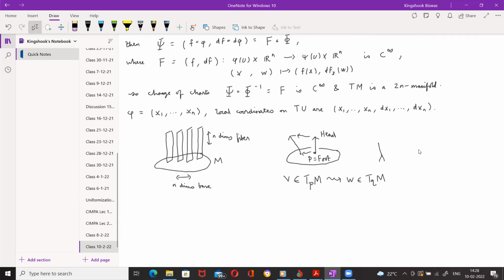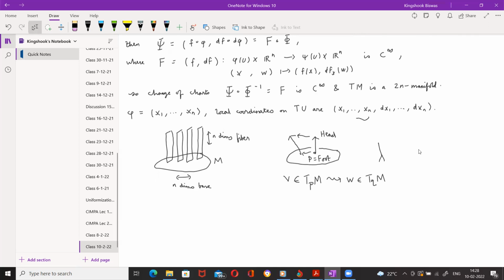Once I choose my coordinates, so if phi was x1 to xn, then what are my local coordinates on the tangent bundle? They are x1 to xn, comma, dx1 to dxn. This was how I define my chart capital Phi. Is this clear? Yes, these are my local coordinates. So I have 2n local coordinates.